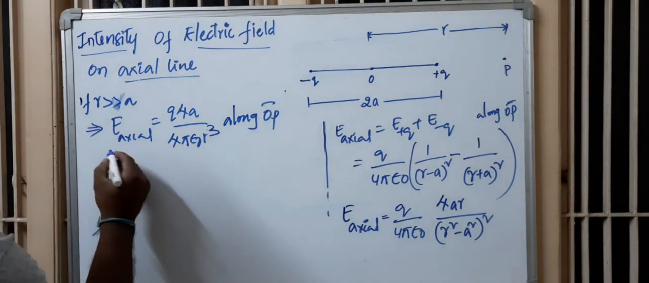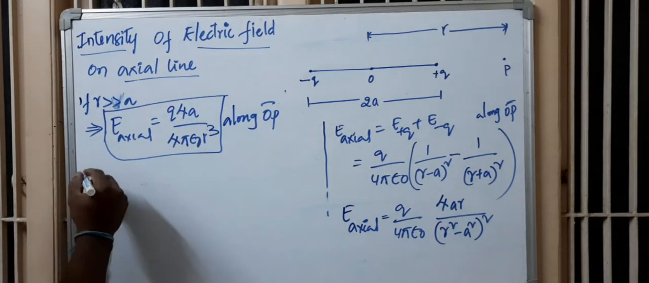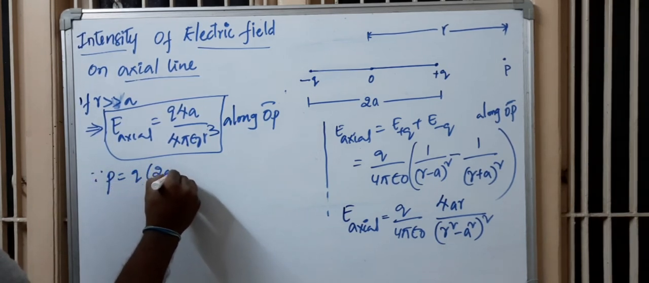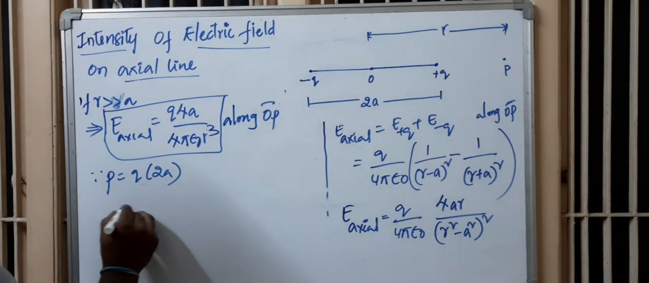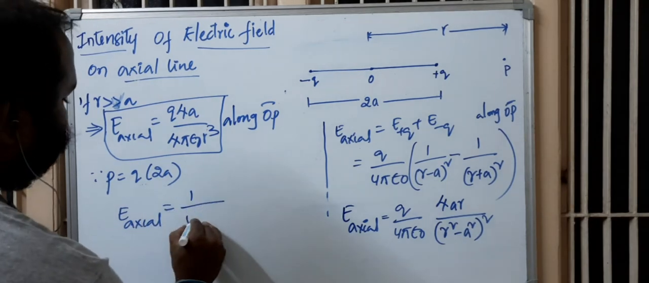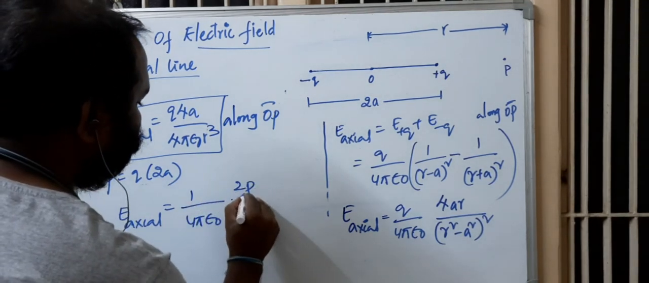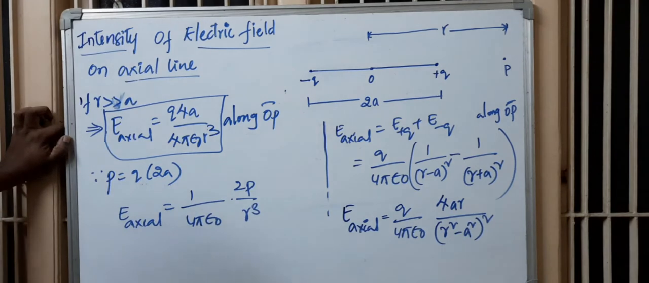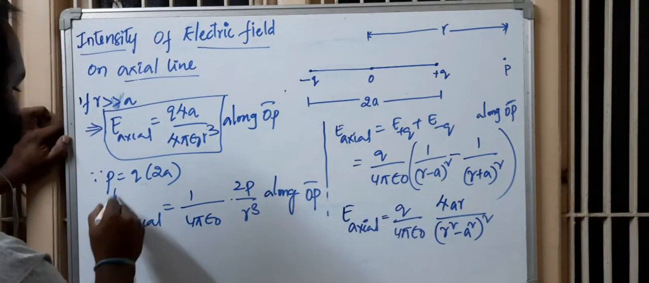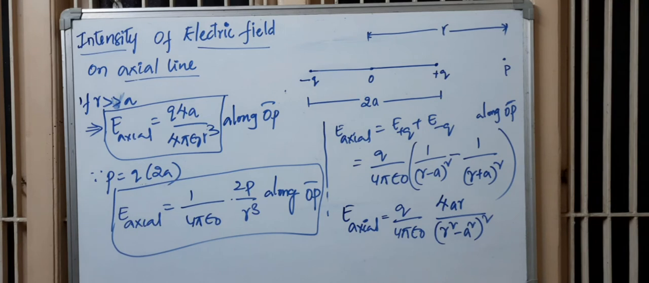If you leave this like this, then also no issues. Otherwise you can substitute, since p is equal to Q into 2a. Then the resultant will be E axial is equal to 1 by 4 pi epsilon naught into 2p by r cube along OP. In this way we can find the intensity of electric field on the axial line.